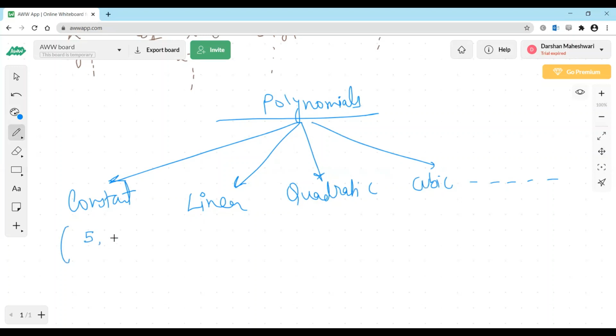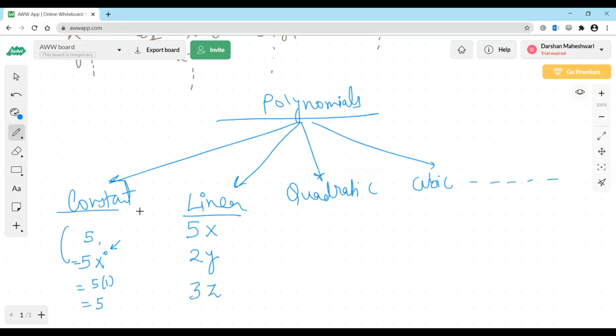Why? How is its degree 0? Because 5 can be written as 5 times x raised to the power 0, and x raised to the power 0 is nothing but 1, and 5 times 1 is nothing but 5. So the degree over here is 0, so it's a constant. Let's talk about linear. Linear means the degree is 1. So 5x is a linear polynomial. 2y is a linear polynomial. 3z is a linear polynomial.